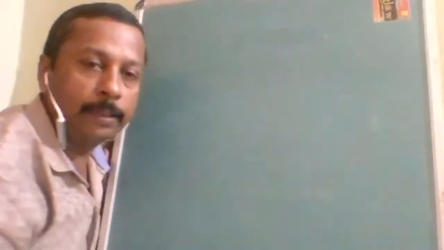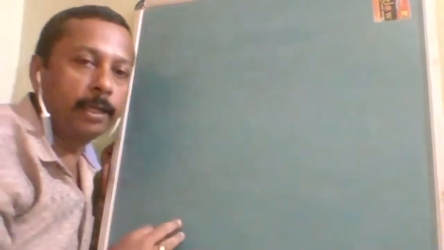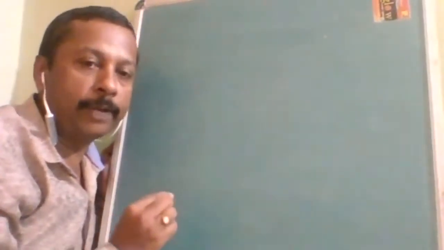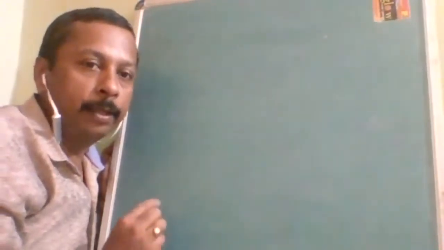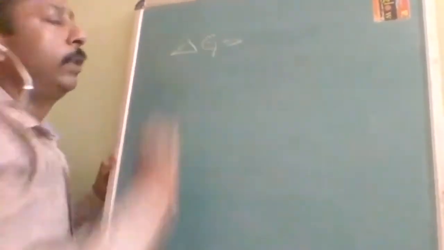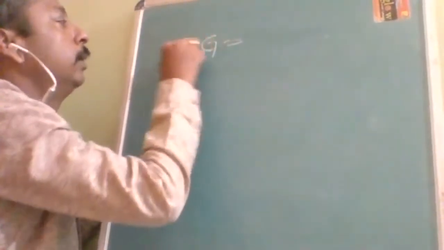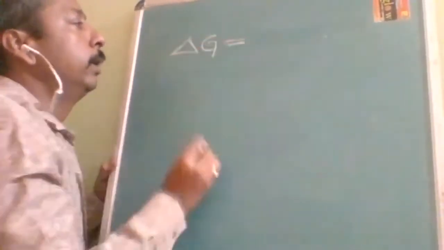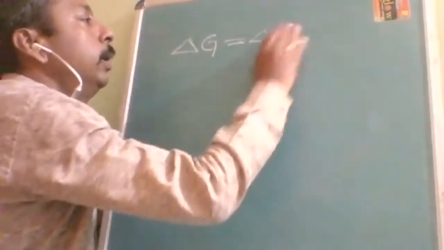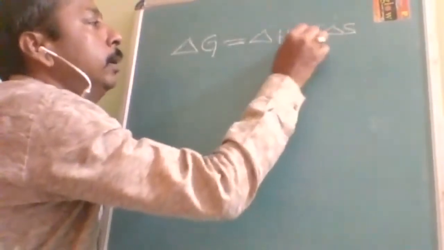Before you understand the Ellingham diagram, you should know some basics of thermodynamics. Basic in the sense that it will not take 15 to 20 minutes; it is within a fraction of a minute. The concept I am going to take is the Gibbs-Helmholtz equation: delta G is equal to delta H minus T delta S.